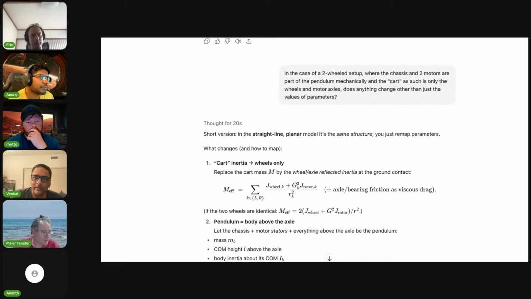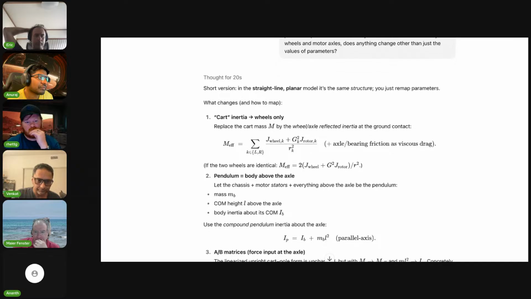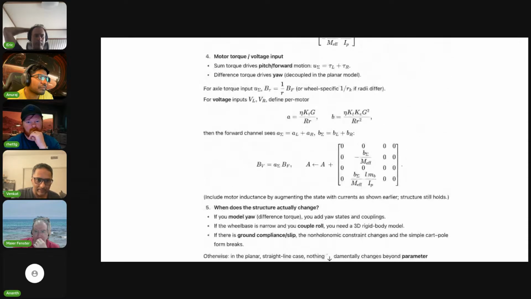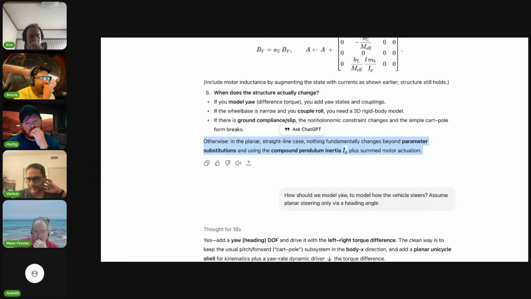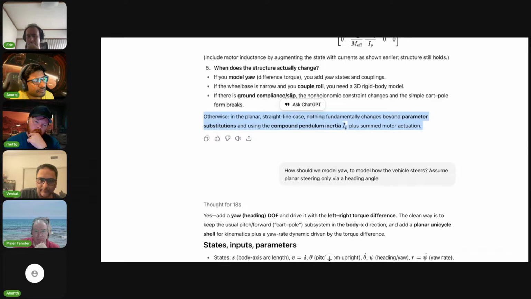So I asked it about the two-wheel setup. Basically, think of it as a unicycle. Even though it's two wheels, it's really kind of a unicycle. I'm asking it if it's any different from the simulator that we just saw, which had four wheels and so forth. You can glance at the math, but I think nothing changes except parameter substitutions and using compound pendulum inertia instead of a massless rod with a concentrated point mass at the end. That's simpler, but you basically start doing this with moments of inertia instead of forces and masses.